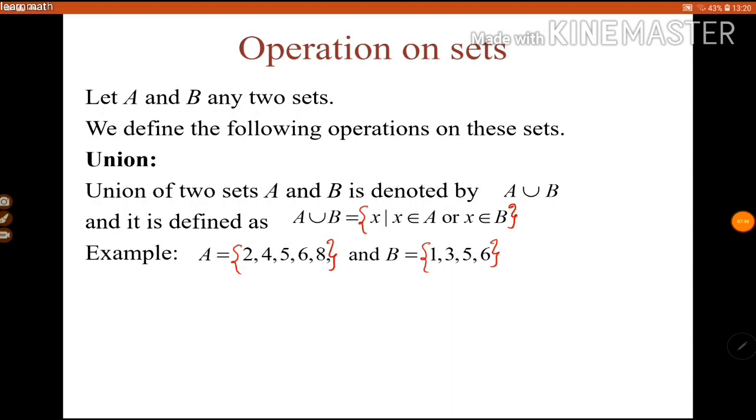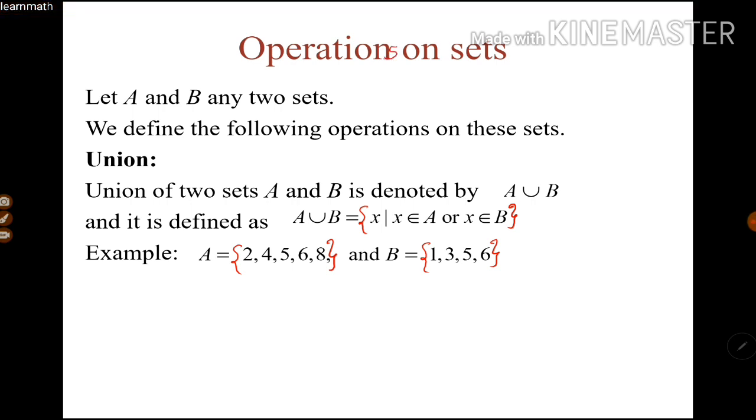Now the next topic is operations on sets. Okay, let A and B be any two sets. We define the following operations on these sets. First one, union. The union of two sets A and B is denoted by A union B, and it is defined as A union B equals the set of X such that X belongs to A or X belongs to B. The union of A and B is the set which consists of all elements of A and also all the elements of B, if they have any common elements being taken only once.